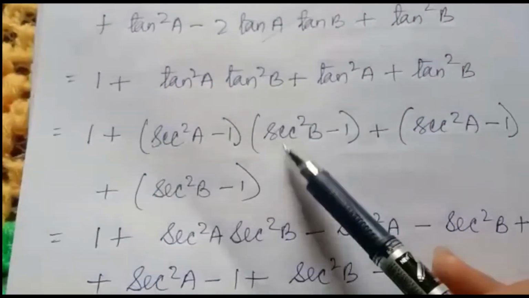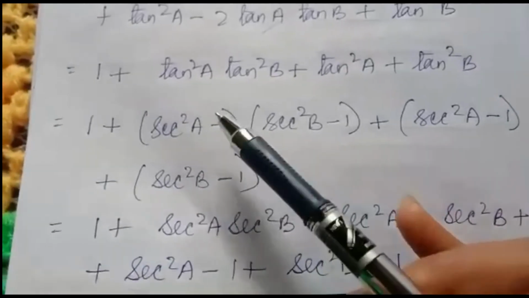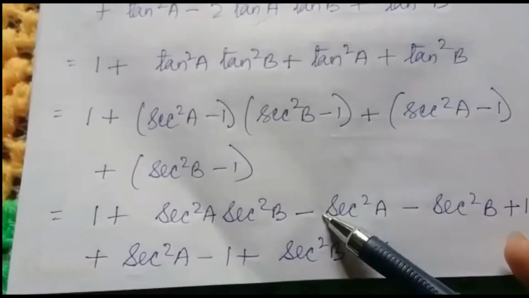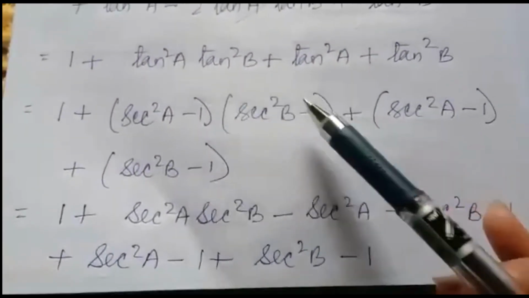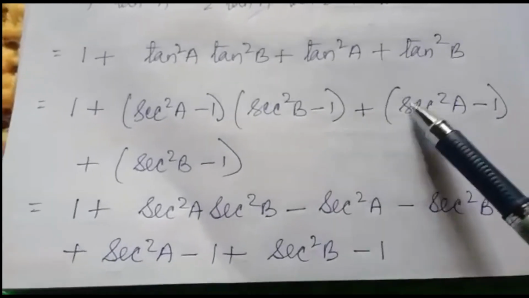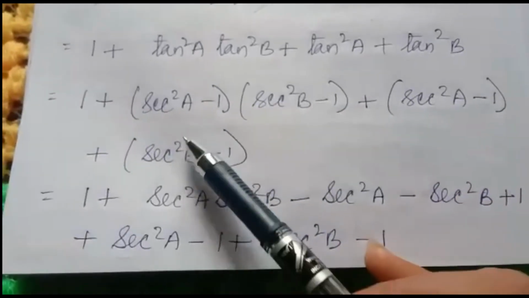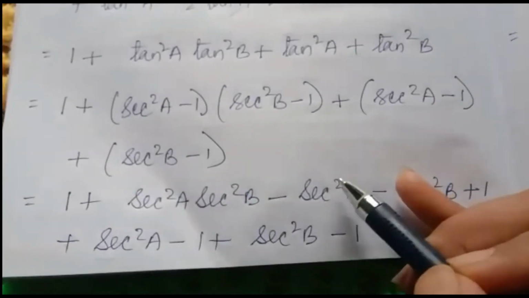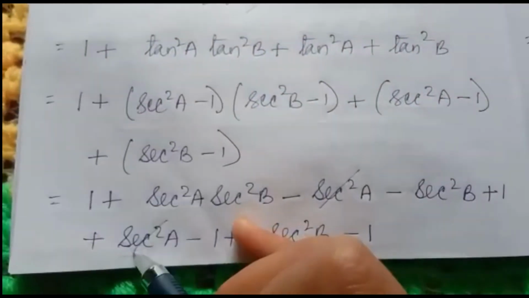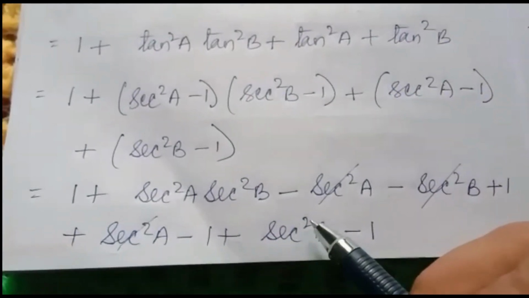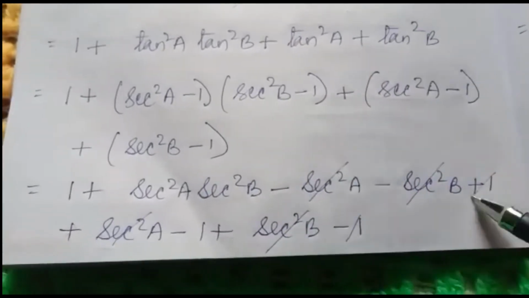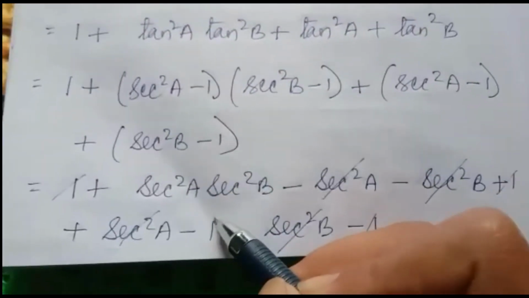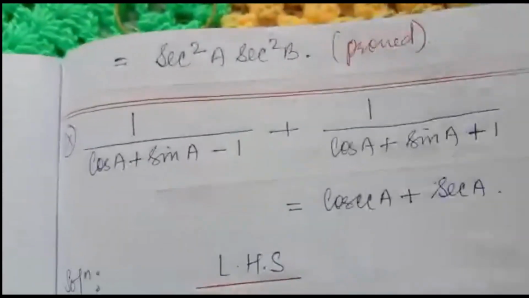1 plus you have to multiply sec square A into sec square B. Sec square A into minus 1 minus sec square A. Now minus 1 into sec square B minus sec square B, minus 1 into minus 1 plus 1 plus sec square A minus 1 plus sec square B minus 1. Now here sec square A minus sec square A cancel. Sec square B cancel. After that, this minus 1 plus 1 cancel. 1 minus 1 cancel. So our answer is sec square A, sec square B, which is right hand side, proved.